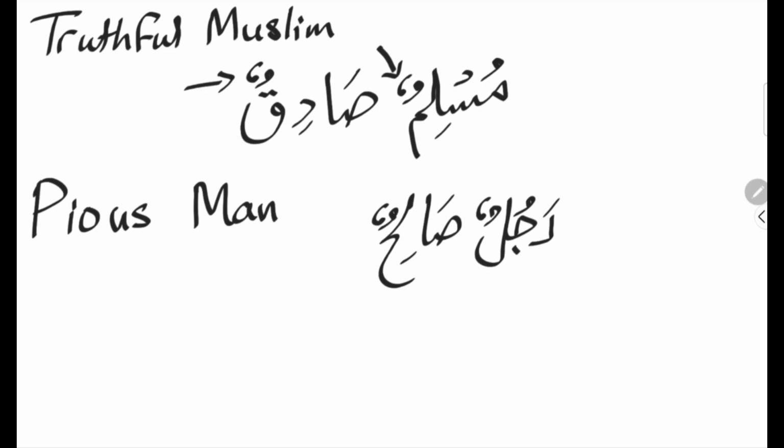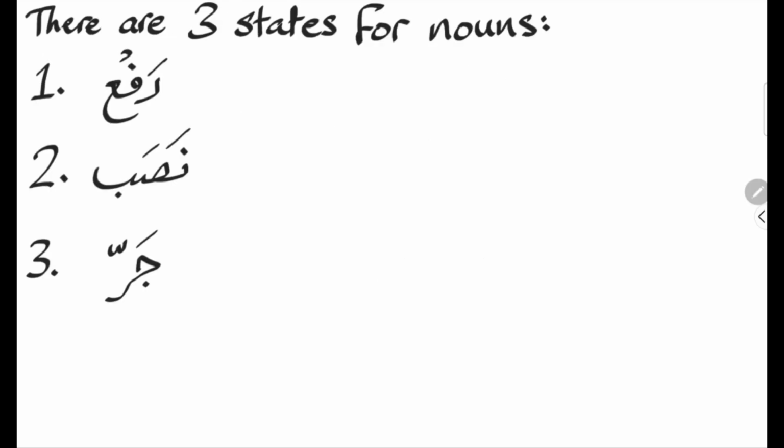Now, before we go on, I want to tell you something in general. This is not really related to the lesson, but it's important to know because we're going to be using these terms further on. Keep in mind that each noun is always in a certain state. There are 3 states in total for nouns: rafa, nasab, and jar.